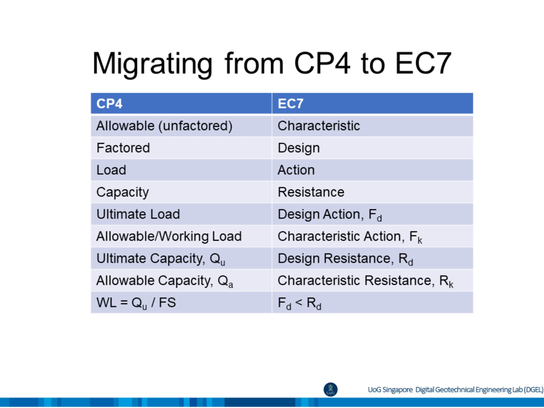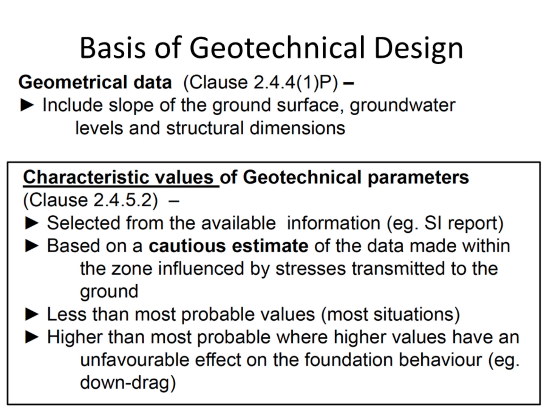This slide shows how we move from CP4 to Eurocode 7. Under CP4, we used the allowable stress design method. We mainly worked with allowable loads and a global factor of safety. Under EC7, we use the partial factor method, which is more systematic. For example, load in CP4 becomes action in EC7. Capacity becomes resistance. Ultimate load becomes design action, FD. Ultimate capacity becomes design resistance, RD. We first determine the characteristic values based on a cautious estimate of the data. Then, by applying partial factors, these characteristic values are converted into design values.